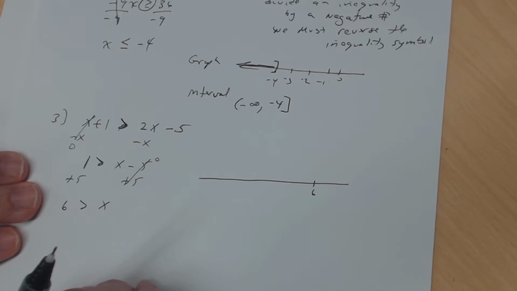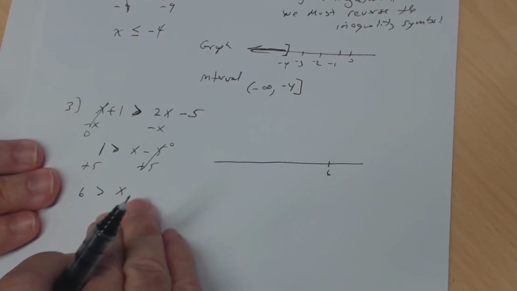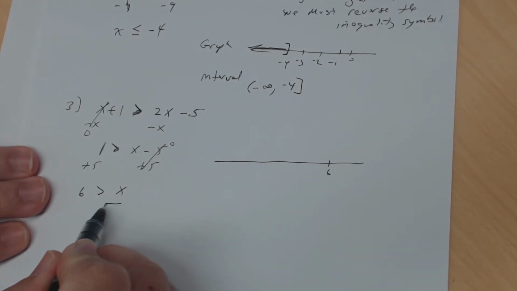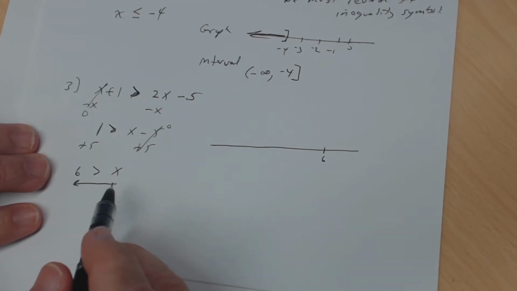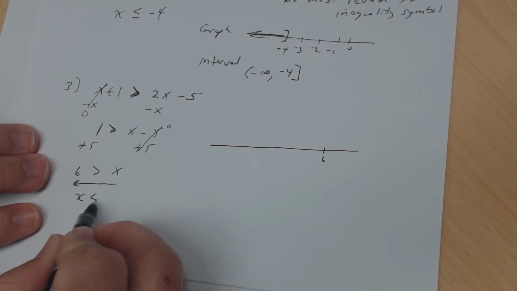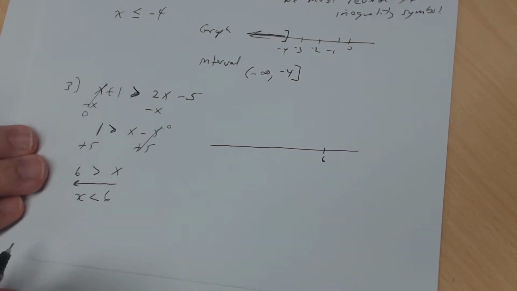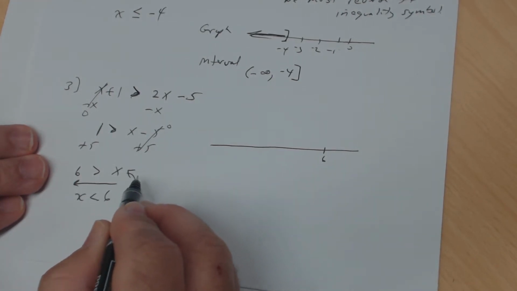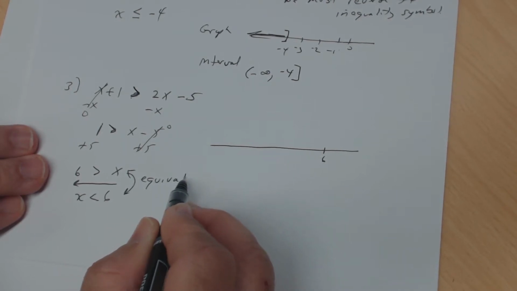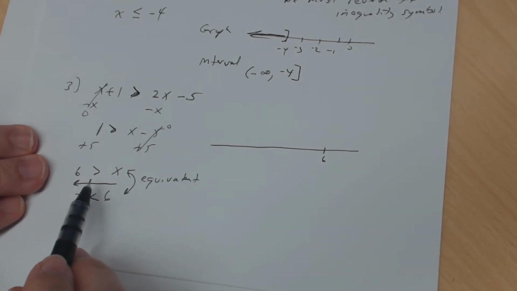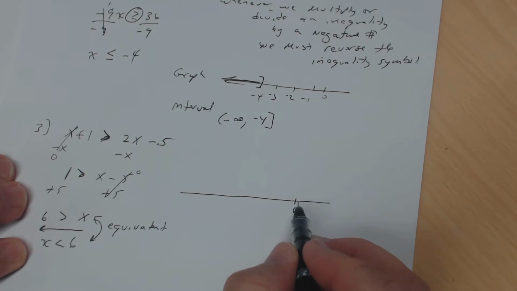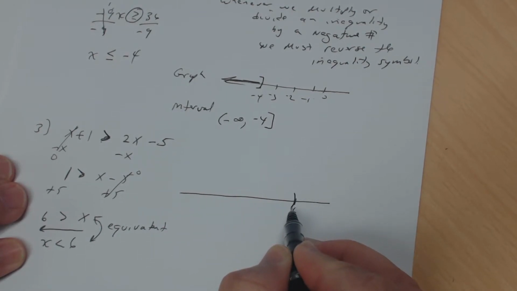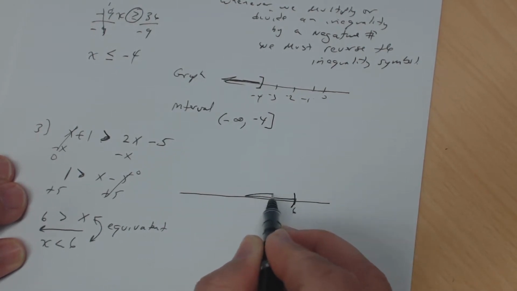Now that is a little confusing. So what you may want to do is this. Write it backwards. It makes it easier. So if 6 is greater than x, then that means x is less than 6. That's what that means. So these two are equivalent. They mean the same thing. So 6 is greater than x means x is less than 6. All right, so now from here we have parentheses on 6 going to the left.